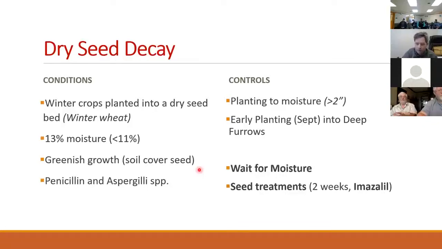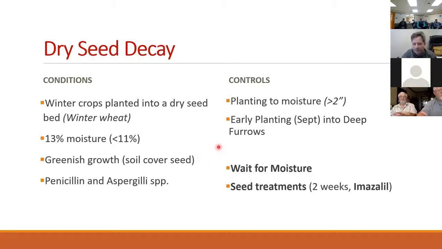This is for in the field conditions. Dry seed decay is primarily an issue for winter crops associated with planting into a dry seed bed where the soil moisture is 13% or lower. What happens is that seed becomes moist enough for the fungus to grow and attack the seed, but it's not moist enough for the seedling to protect itself. So the seed itself is not biologically active, and the fungus is an opportunist and comes in and takes things out. Penicillium and Aspergillus are everywhere, and so it's something that we have to watch out for in winter wheat.